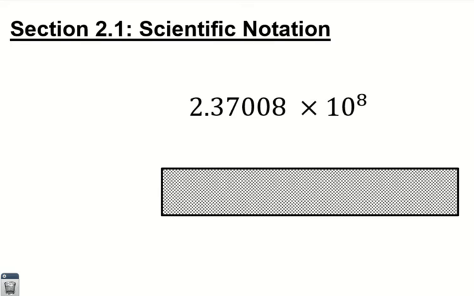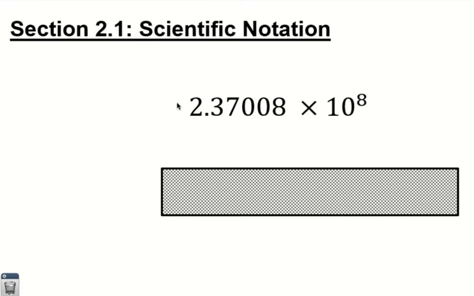All right, Unit 2, Chapter 2, Section 1, Scientific Notation. We're going to talk about what it is, how to convert back and forth from a regular number to the number written in this notation, and then doing some operations with numbers in this notation.